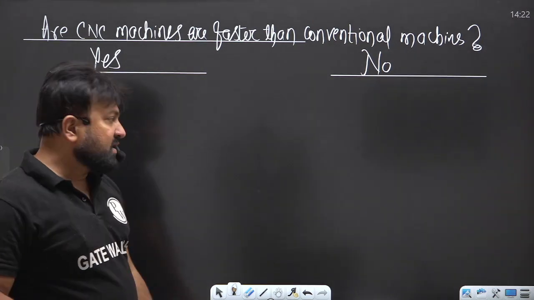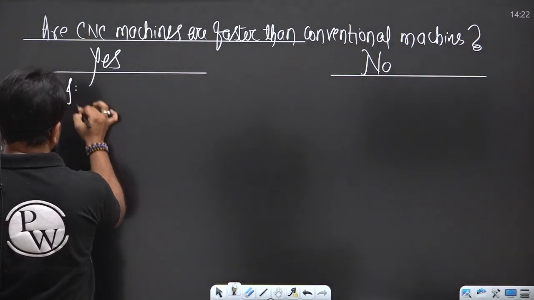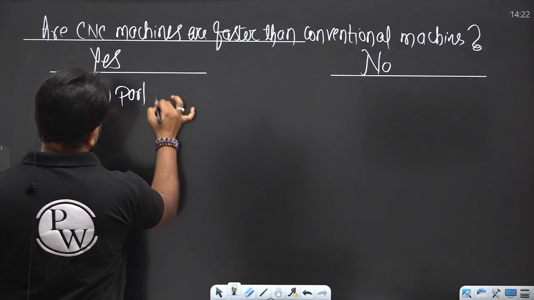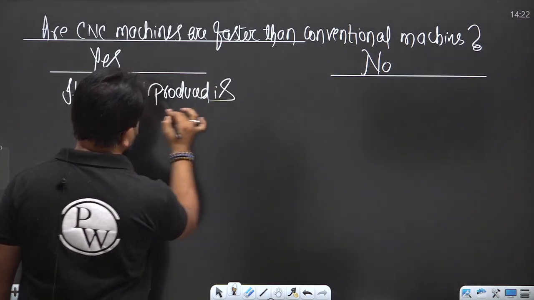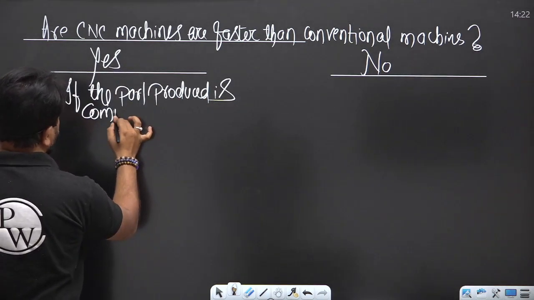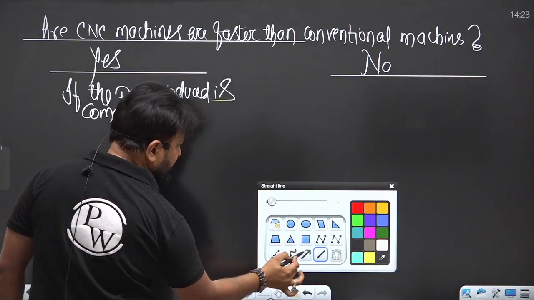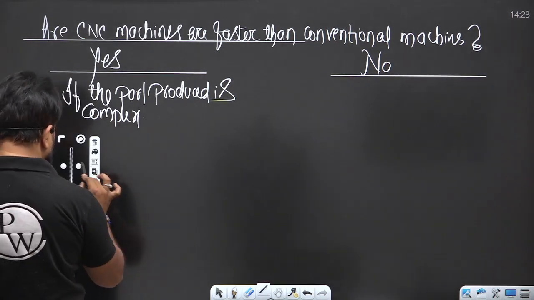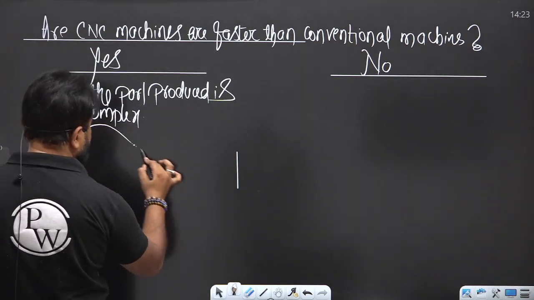Yes or no? Suppose that the part produced is complex. What does complex mean? Let's say any part. Let's say I'm drawing any part. Here, this is a part which I'm drawing here.